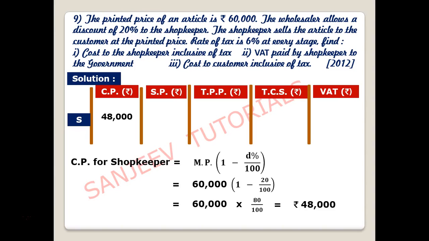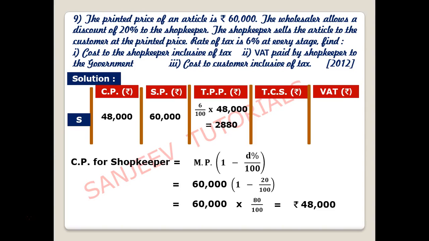The shopkeeper sells the article at the printed price. So selling price for the shopkeeper is rupees 60,000. So his cost price is 48,000 and his selling price is rupees 60,000. Our third column, tax paid on purchase. While purchasing the article, the shopkeeper pays a tax of 6%. So 6% of cost price, that is 6% of 48,000, that is equal to rupees 2,880.